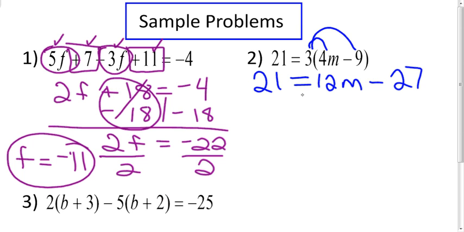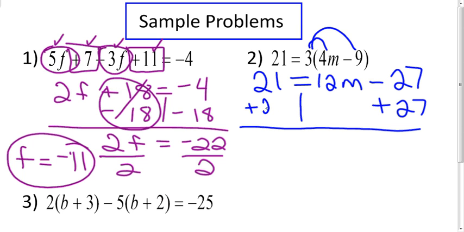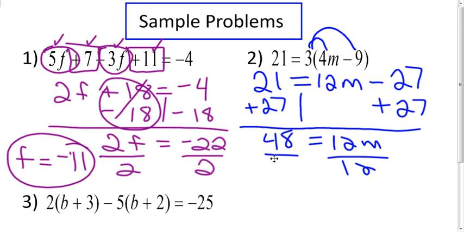And again, now it's just a two-step equation. I can solve this by adding 27 to both sides. And 21 plus 27 is 48. That's equal to 12m. Divide both sides by the coefficient there, and I get 4 is equal to m.